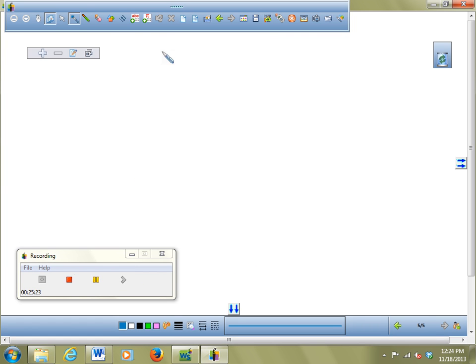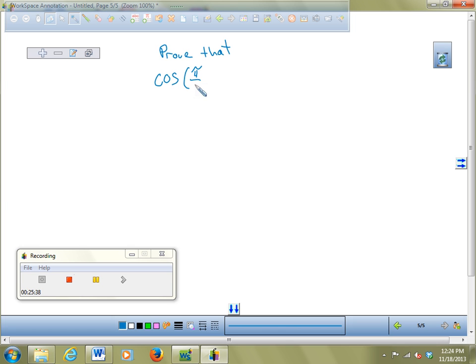So they do have little identity problems where they'll say something like, prove that cosine of pi over 2 minus x equals sine of x. All right? So for this you just apply the sum or difference formulas.